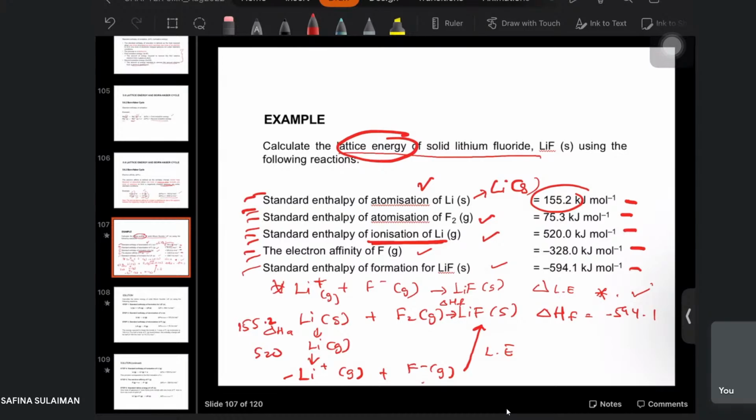Okay, circle for Li+. Now you ada F2 gas, you nak convert kepada F minus gas. So apa you perlu buat ialah F2 akan undergo atomization daripada F2 kepada F. Nilai kat sini adalah 75.3. This one is gas. Then F ditukarkan kepada F minus, iaitu electron affinity, iaitu negative 328. Okay, so you dah tahu semua ni. Hasil tambah semua ni adalah bersamaan dengan delta H naught formation.